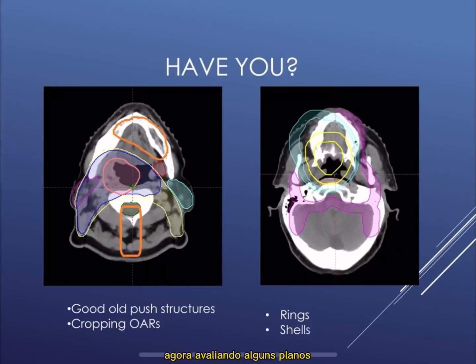Now, evaluating some plans, we are trying to tighten up the lower isodose curves, and to do so, we use these good old push structures, or we crop our organs at risk to help minimize the dose while still keeping great coverage around the PTV. Some other planners create rings, or what they call shells, to help tighten up the lower isodose levels.